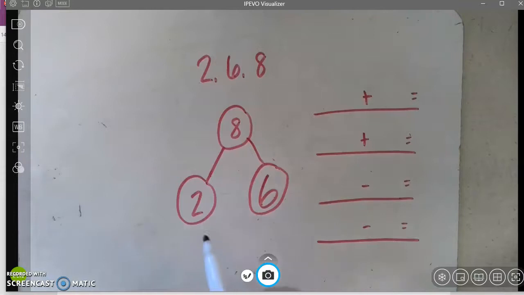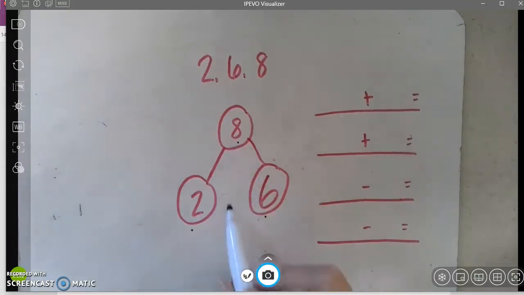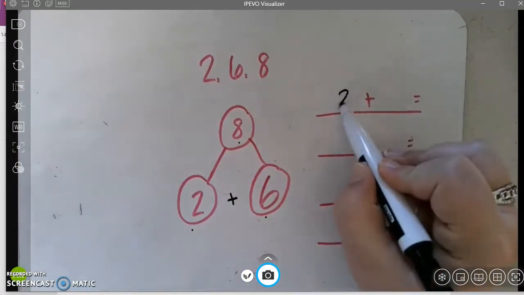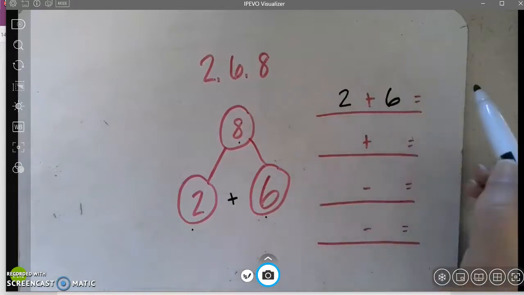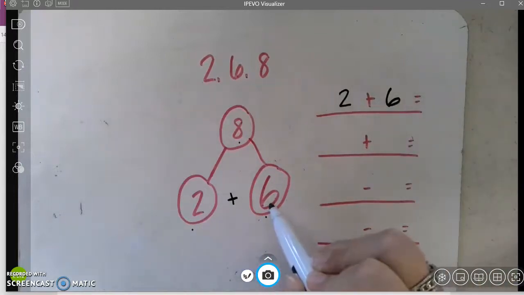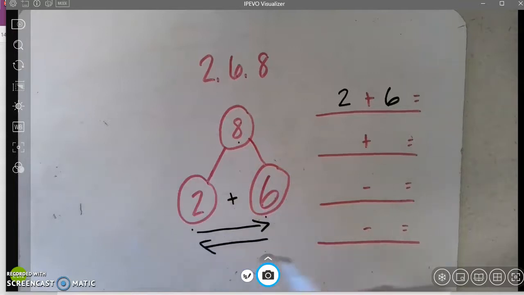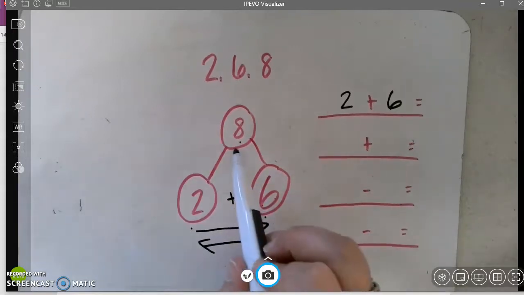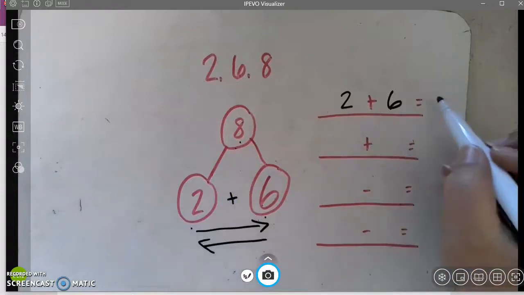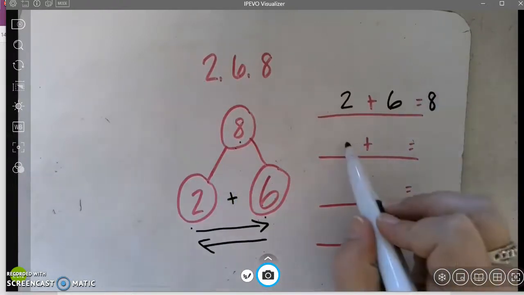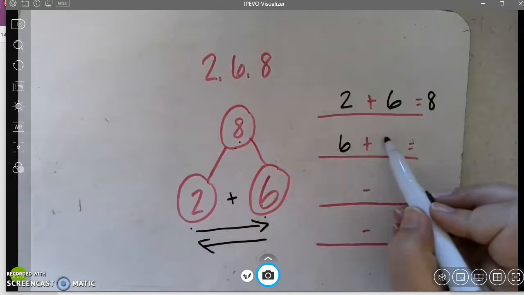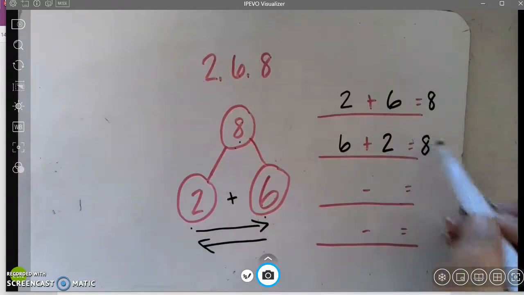So remember, when we look at this, this is part, whole. So these 2 numbers get added, and when we add, it doesn't matter which number goes first. So these are our 2 addition problems. We go this way and this way. And then this is our answer. So 2 plus 6 equals 8. And then reverse that, 6 plus 2 also equals 8.